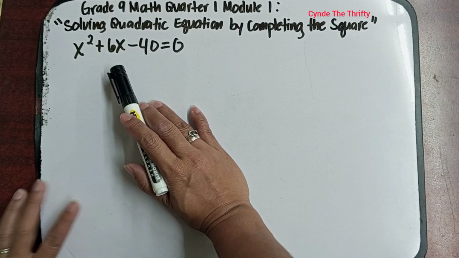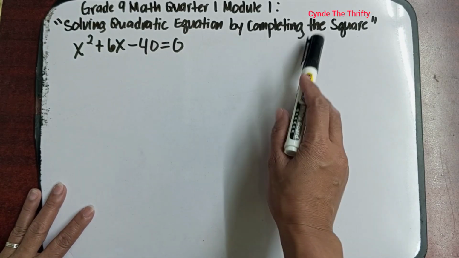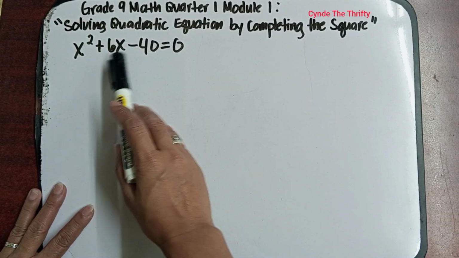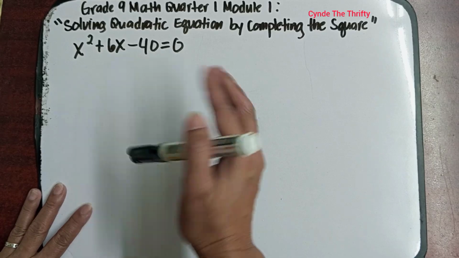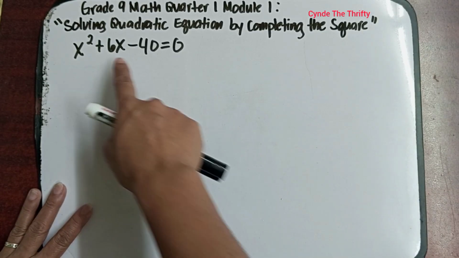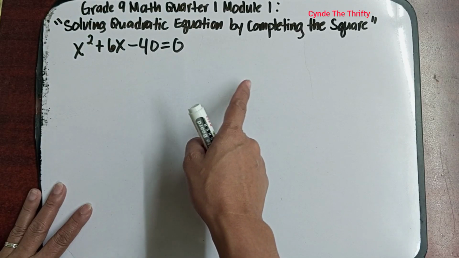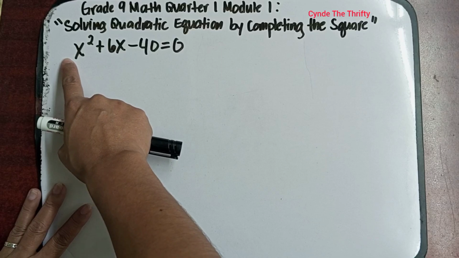Another example tayo para mas maintindihan pa natin kung paano mag-solve ng quadratic equation by completing the square. X squared plus 6x minus 40 is equal to 0. Okay, so ano yung step 1 natin? Ang step 1 natin is i-divide natin both sides ng equation by the value of a. So saan yung a natin? Nandito. Ang a natin is 1.